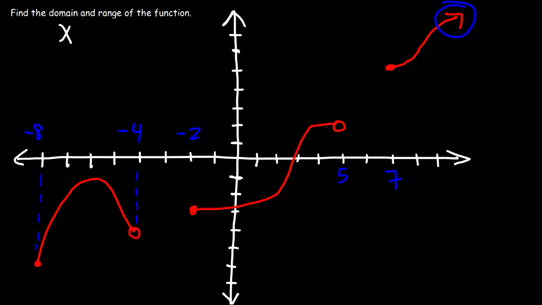So what you could do is find a range for each portion of the graph separately, and then just find a union for anywhere they overlap. And that would still give you the range. Or if you can see it graphically, I would just do it the first way.